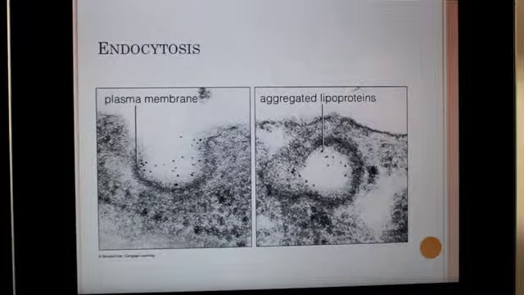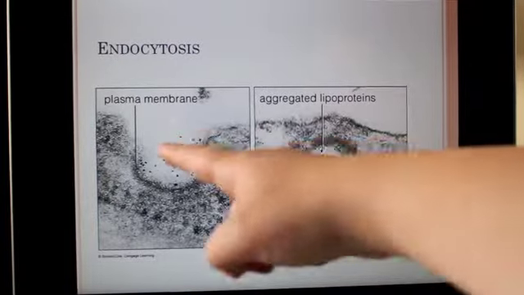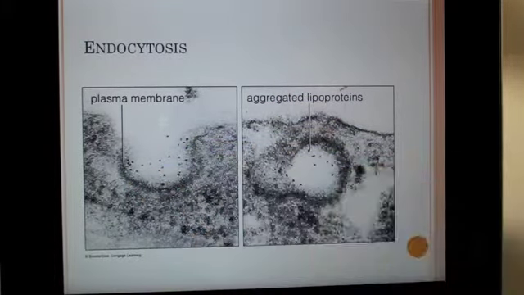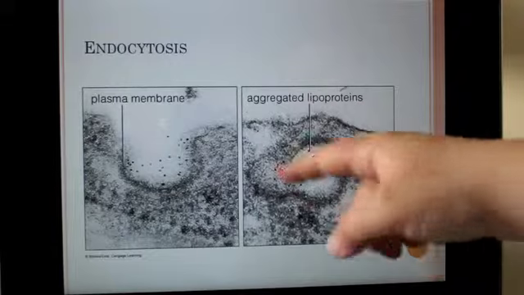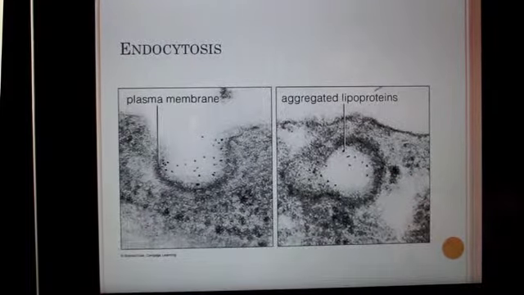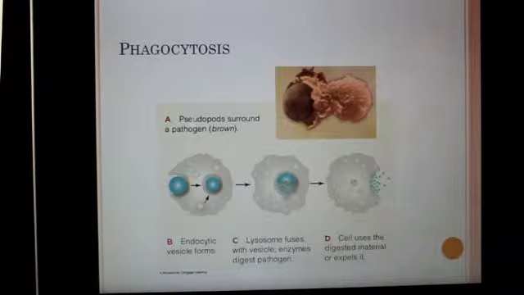So here's an electron micrograph of this happening. Here's the plasma membrane, and then these little dots here are lipoproteins that the cell wants, and the cell actually will close around the lipoproteins to get them in.